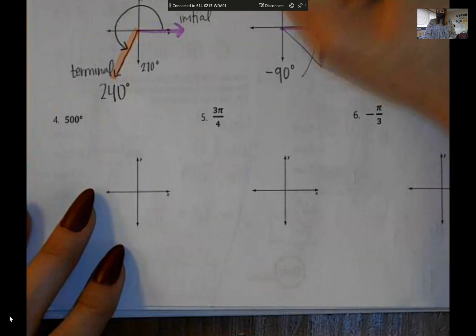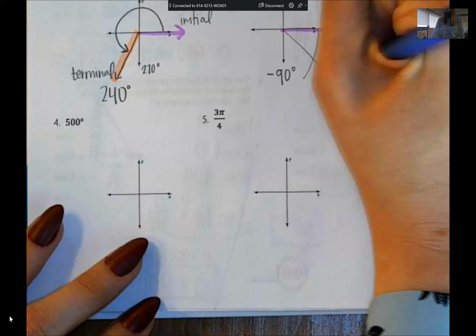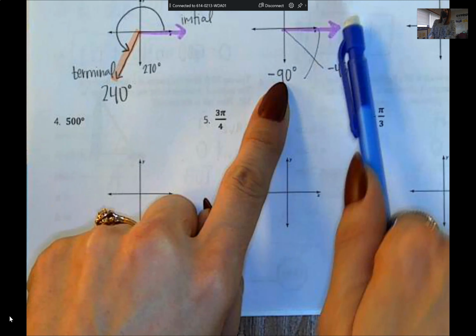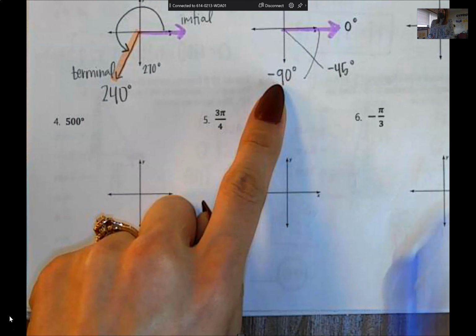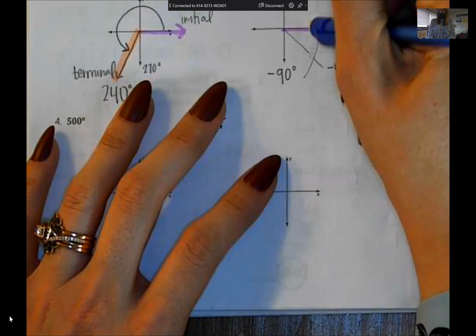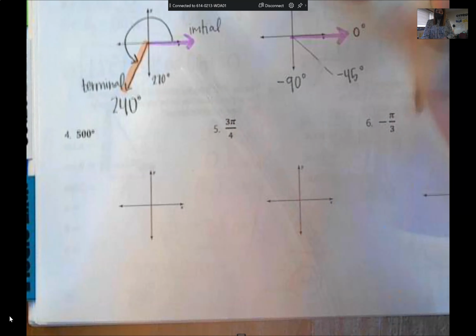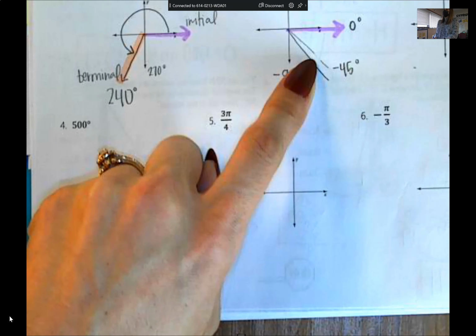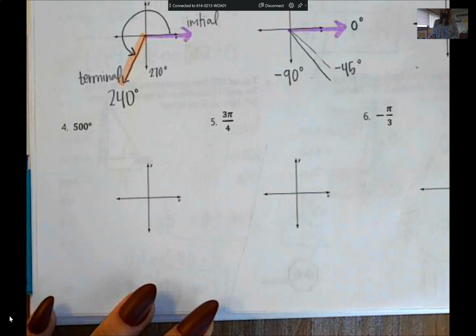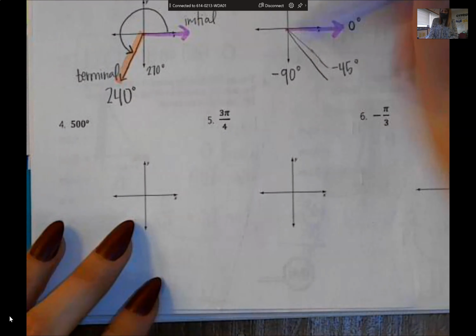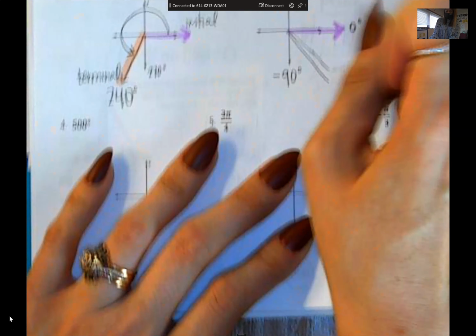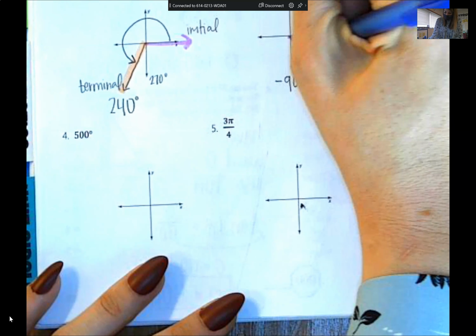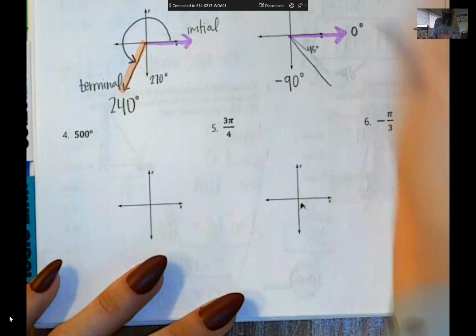Halfway would be negative 45 degrees, because 45 is halfway between 0 and 90. So if I need a 50-degree angle, I'm just going to come really close to this 45-degree line. And then I'm going to move him out of the way so that he doesn't confuse me. I'll put him right there.